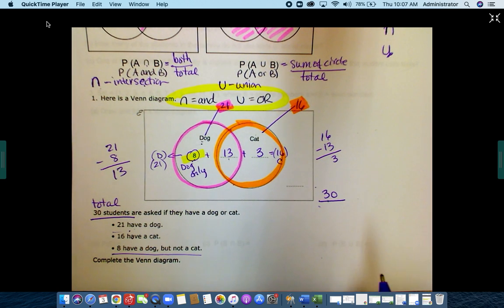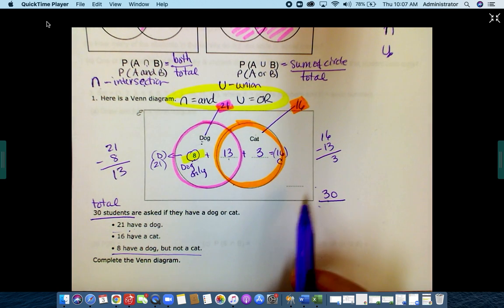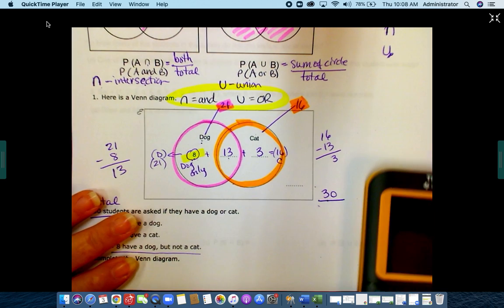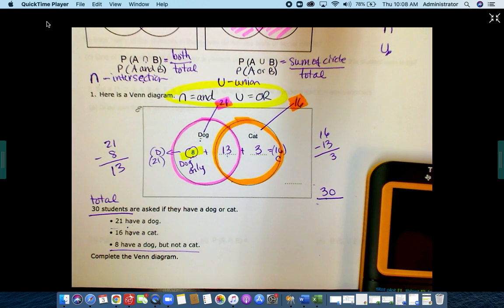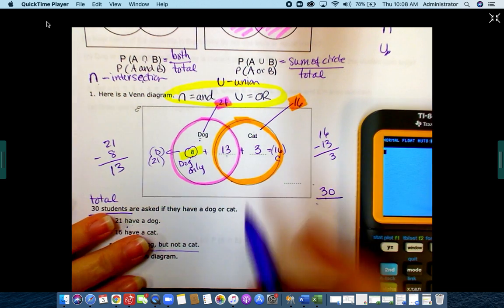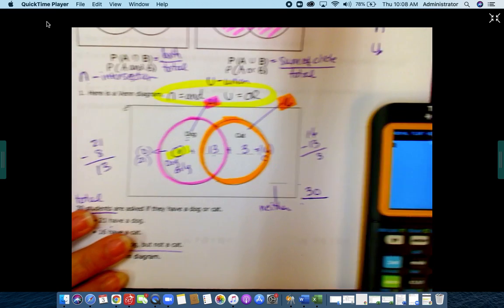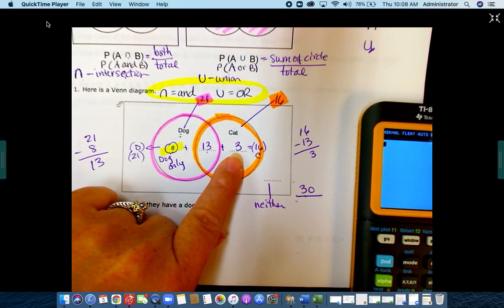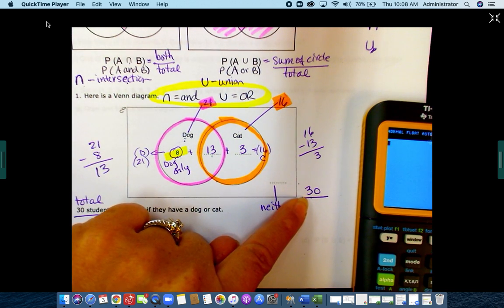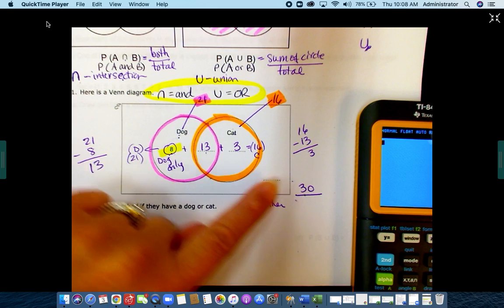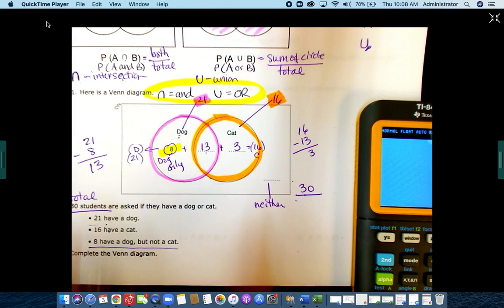Okay? Now, you notice that I've got a dotted line over here, and that's because we may have students that do not have a dog or cat. I'm sure if I asked a lot of y'all right now, do you have a dog or cat? Some of you are going to say neither one. So how do we determine how many have neither? So that means these three numbers, if I find the sum and take it away from the total number of students surveyed, that would leave me with the students that have neither.